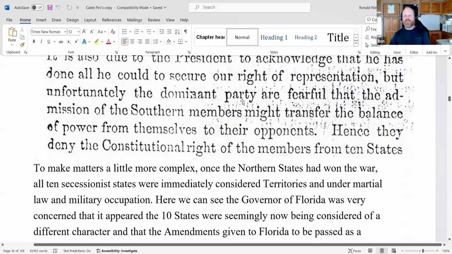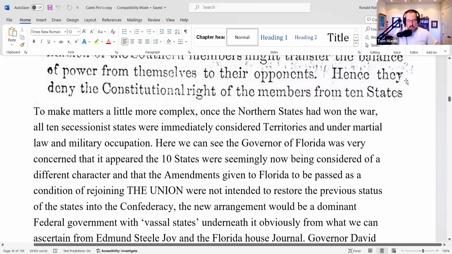But unfortunately, the dominant party are fearful that the admission of the Southern members might transfer the balance of power from themselves to their opponents. Hence, they deny the constitutional right of the members from the 10 states. That is the membership in the Confederacy that he's talking about right there. Yep.